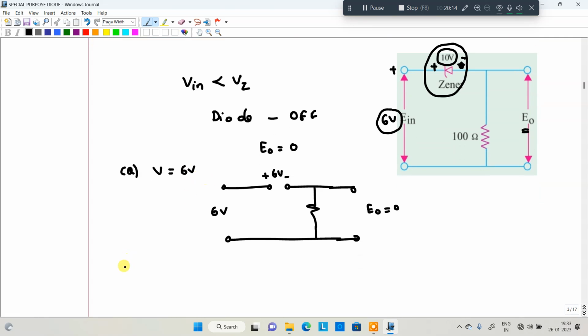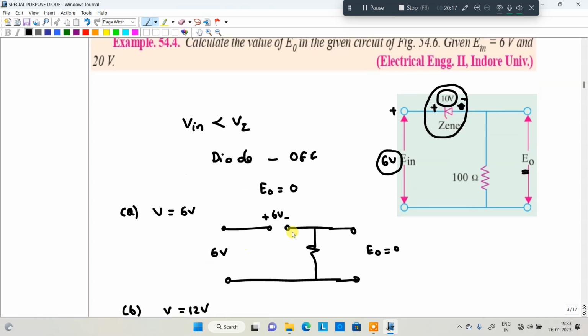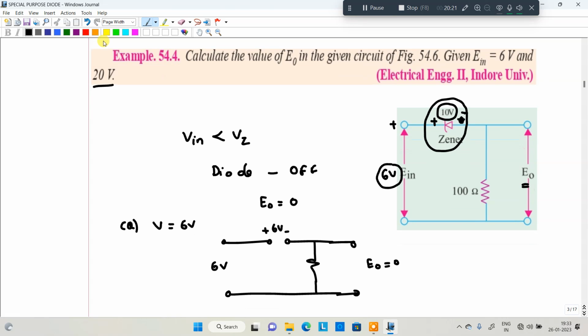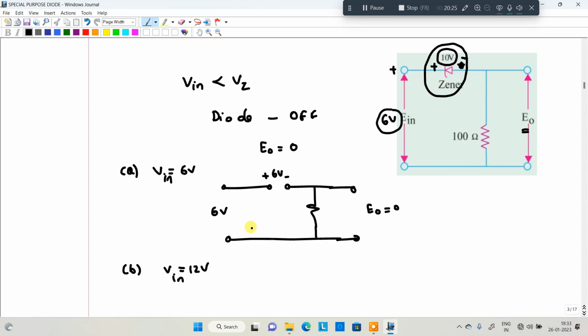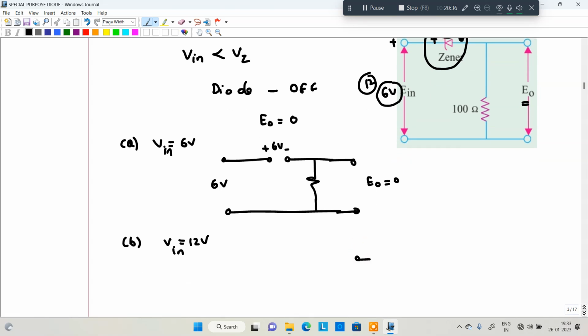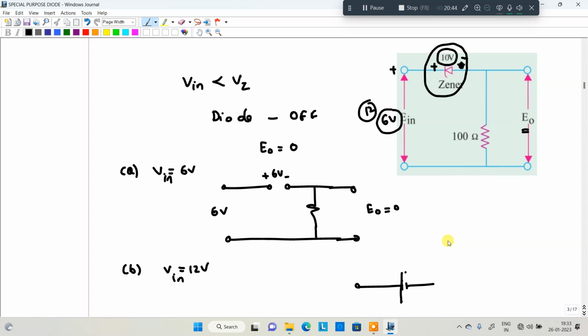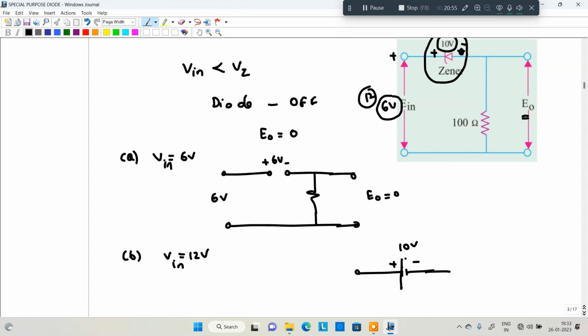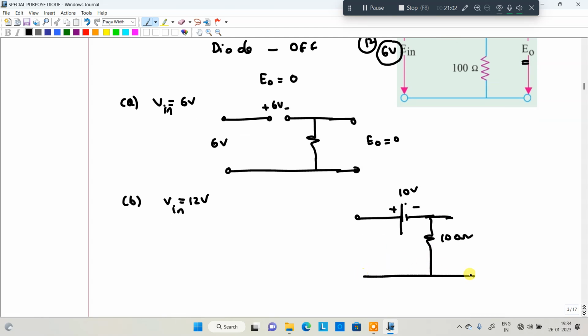Second case we are going to discuss. In the second case, Vin is equal to 12 volt is given. See here, the Zener voltage is 10 volt and the input voltage is 12 volt. So whenever the input voltage is 12 volt, what will happen? It is more than 10 volt. That means the Zener diode is conducting after the input voltage reaches 10 volt. It acts as a Zener diode in conducting on state, like a battery of 10 volt. This is the polarity of the source. It is connected to some resistor, it is 100 ohms. Now you want V0, right? So Vin is equal to 12 volt.